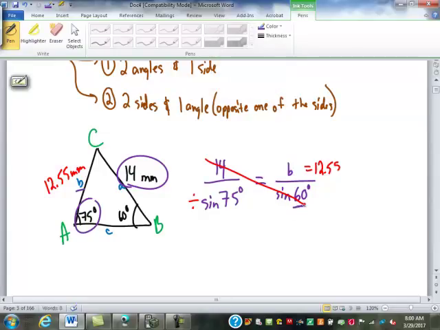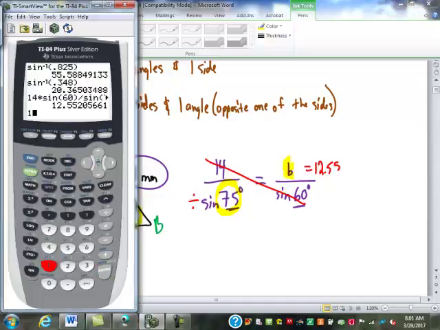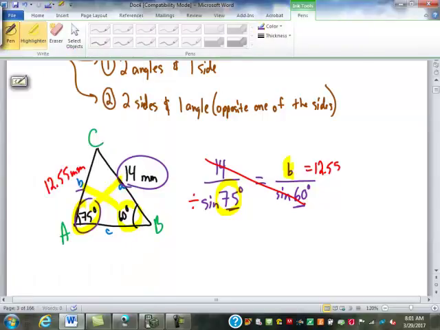What's that? This angle? Yep. So this just comes from here because that's the angle that's across from the 14. This is the other one, so that's across from the b. That's where b is above it. So when you type it in, 14 times sine of 60, you have to make sure you close the parentheses, then divided by the sine of 75. It should just pop right out. Did it work? Okay.